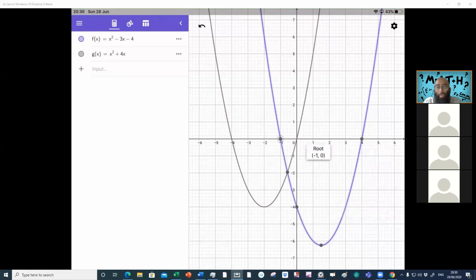And the next one is -1. Minus 1, 0, or just minus 1. If you write it as a coordinate, it's self-explanatory: it's -1 along the x and 0 along the y. That's perfectly fine. Okay, folks, check those two values. You got those two values from your graphs.